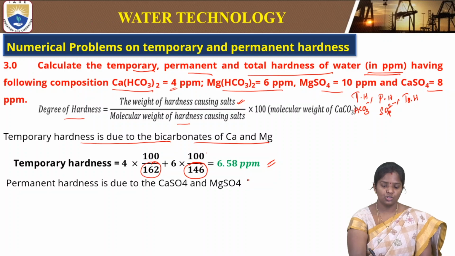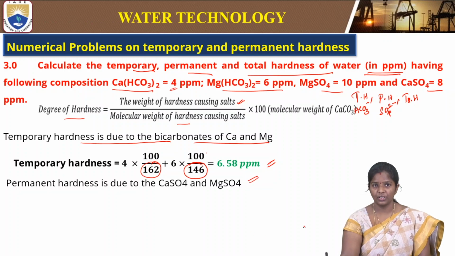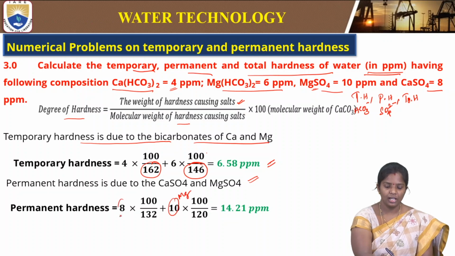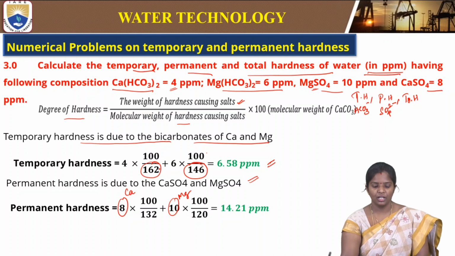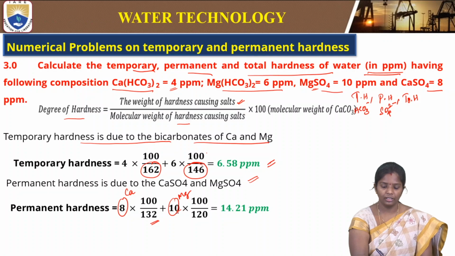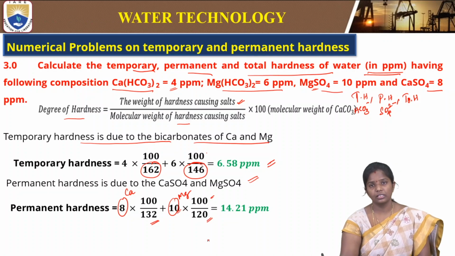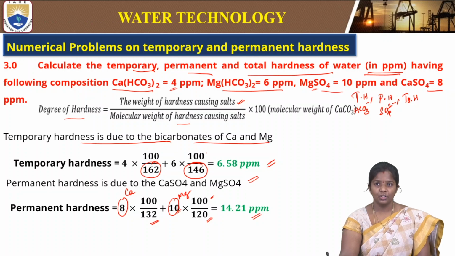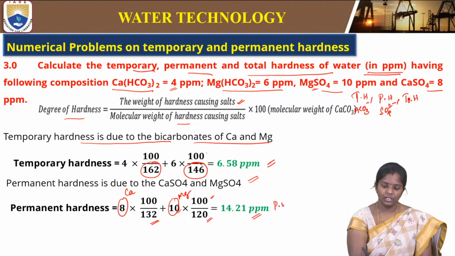Then permanent hardness is due to calcium sulfate and magnesium sulfate. Sulfates are responsible for permanent hardness. So we calculate for the sulfates. Magnesium sulfate is 10, and 8 is calcium sulfate. So 8 into 100 by 132 plus 10 into 100 by 120, which is the molecular weight of magnesium sulfate. So after recalculation, we get 14.21 ppm. So this is the permanent hardness we get, and this is the temporary hardness we got.